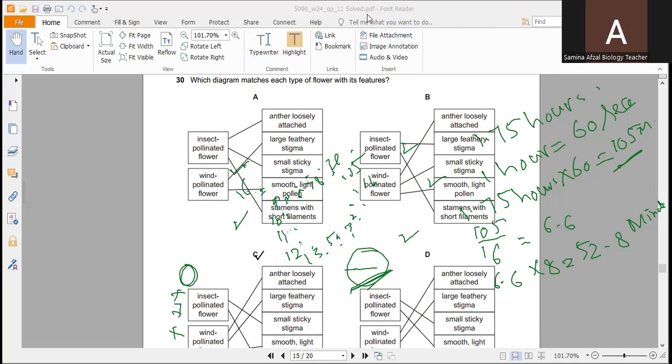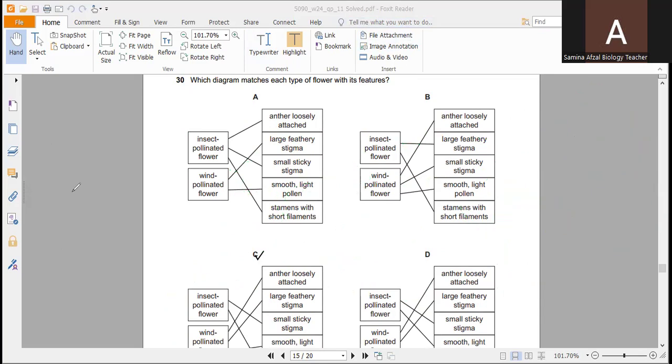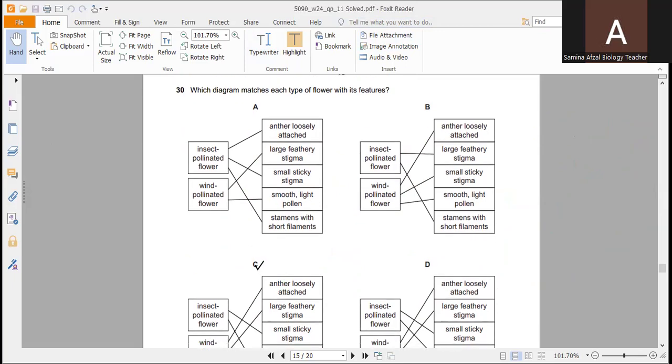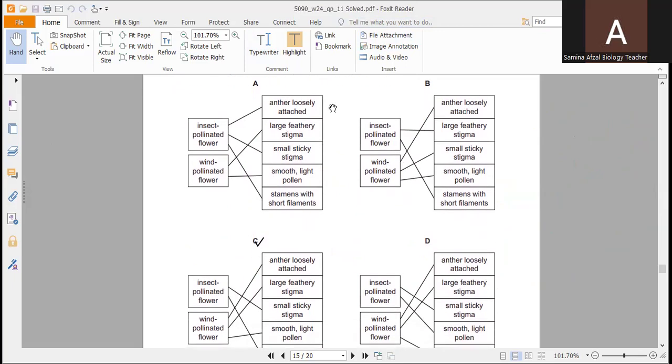Next question is, which diagram matches each type of the flower with its features? So first of all, we have to discuss the question part A. They have given us the two flowers, insect pollinated flower and wind pollinated flower, and the characteristics of that.